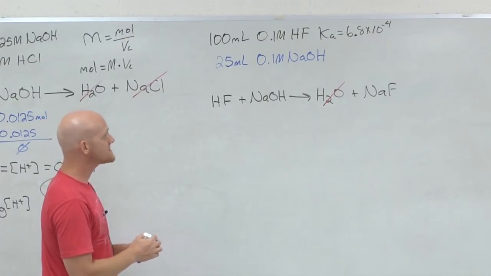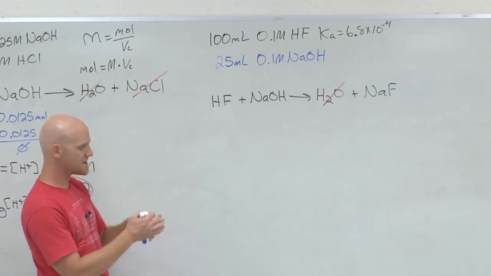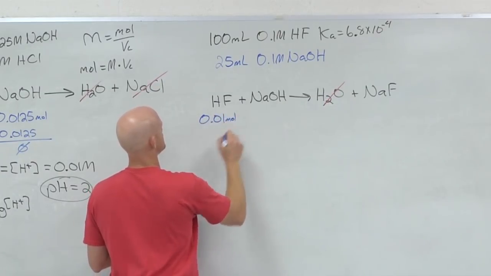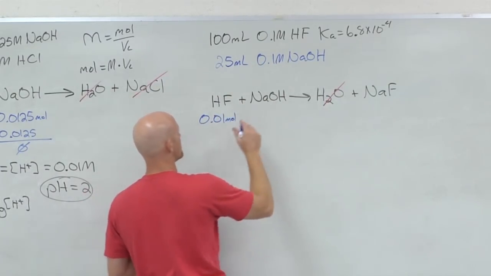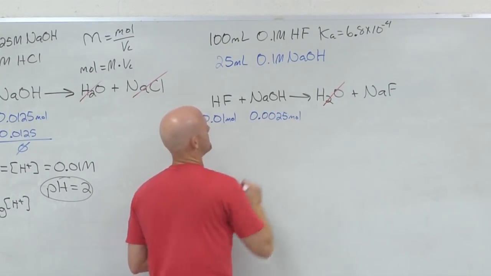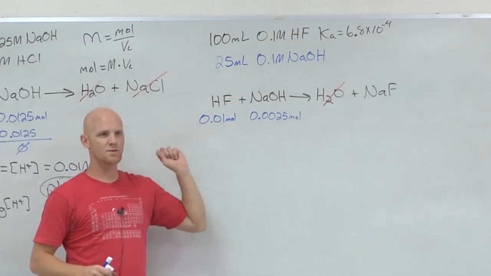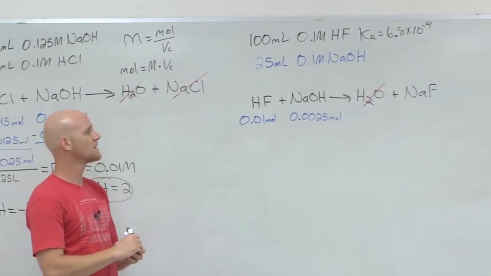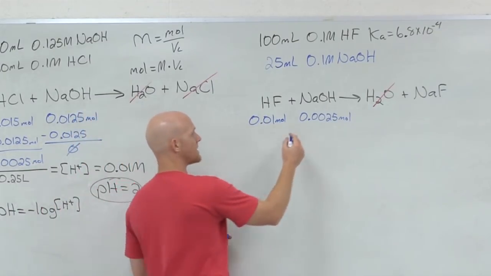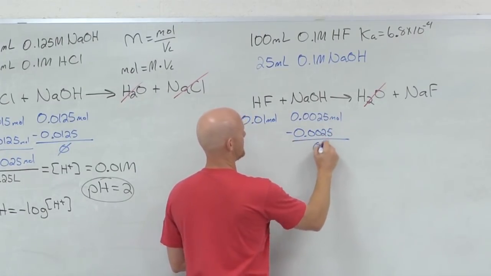Okay. Because this goes to completion, I can't deal with molarities. I need to deal with moles. How many moles of HF did we start with here? Good. How many moles of NaOH have we started with in this 25 milliliters? So if you take 0.025 liters times 0.1 moles per liter, you'll get 0.0025 moles. Who's my limiting reagent? NaOH. So how much do I lose? All of it. And I have none left.